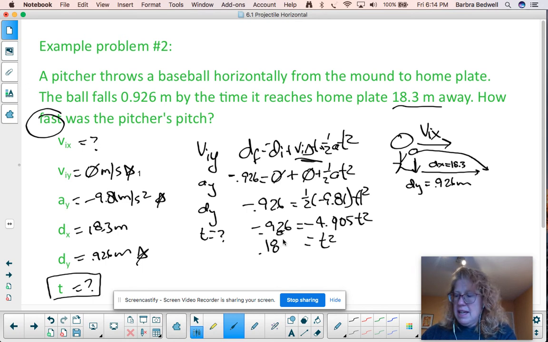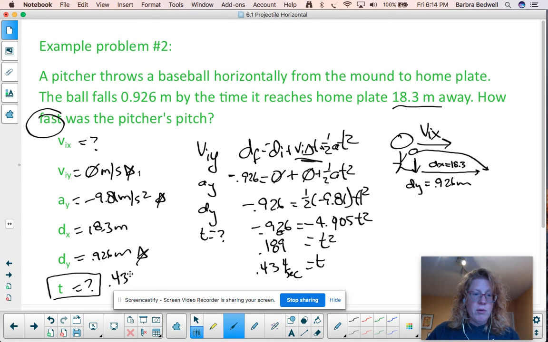0.188, like 9 by the time you end up rounding it. And then I take the square root of that because this is t squared. Again, one of the other things that students tend to do is forget to take that square root. And this is 0.434 seconds. Again, 3 sig figs, so 0.434 seconds is the time.